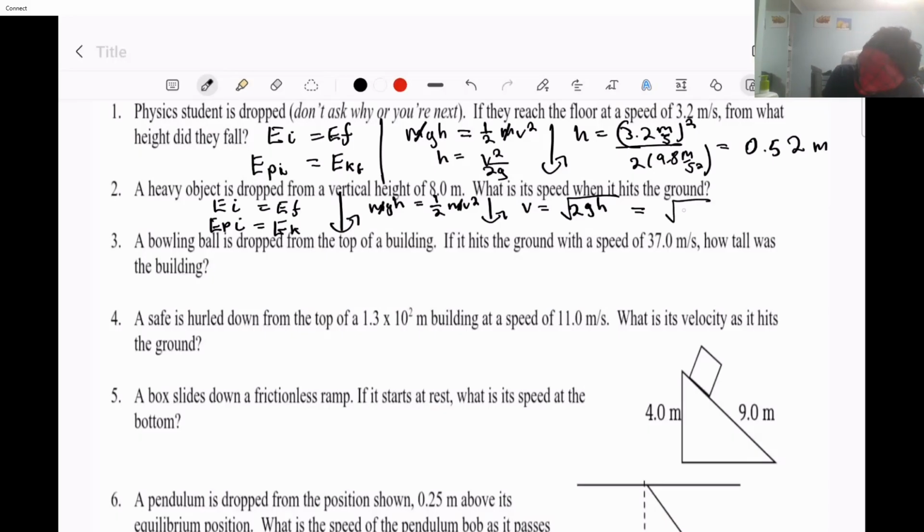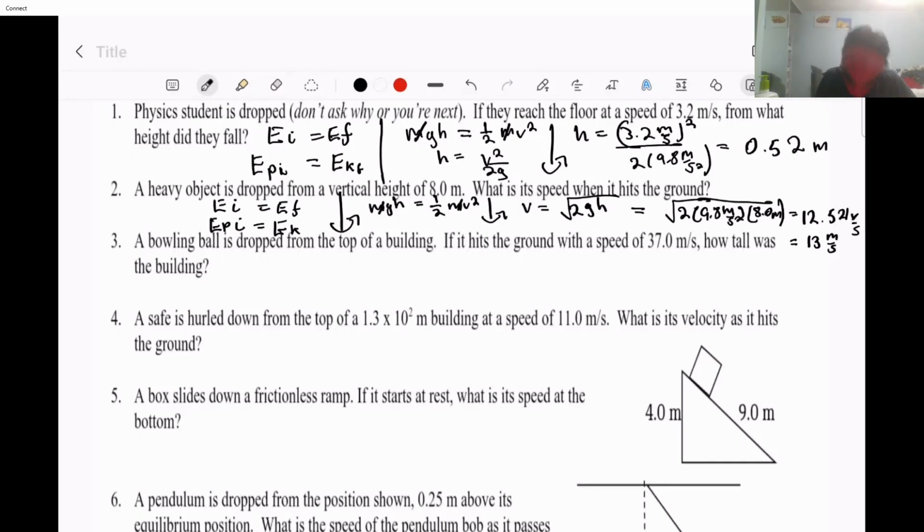So 2 times 9.8 meters per second squared times h, which is 8.0 meters, equals 12.521 meters per second. But we should put it at 2 significant digits, so it should be 13 meters per second.